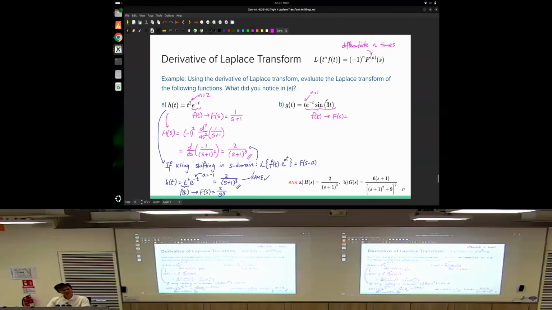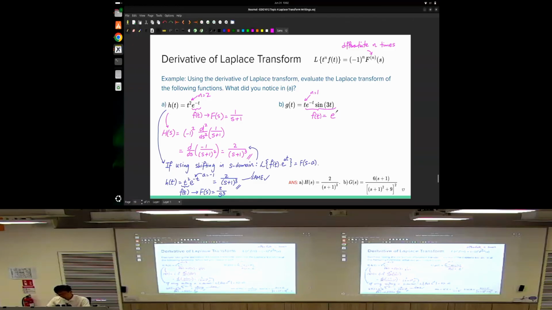But what is sine 3t? Sine 3t gives you 3 over s squared plus 3 squared. Correct or not? This is for sine 3t. But you have to shift because of e to the minus t. So when you shift, the s squared becomes s plus 1 squared. So this will become s plus 1 whole thing squared. Okay, so it's like that. So you see, I actually used two Laplace transform properties here.